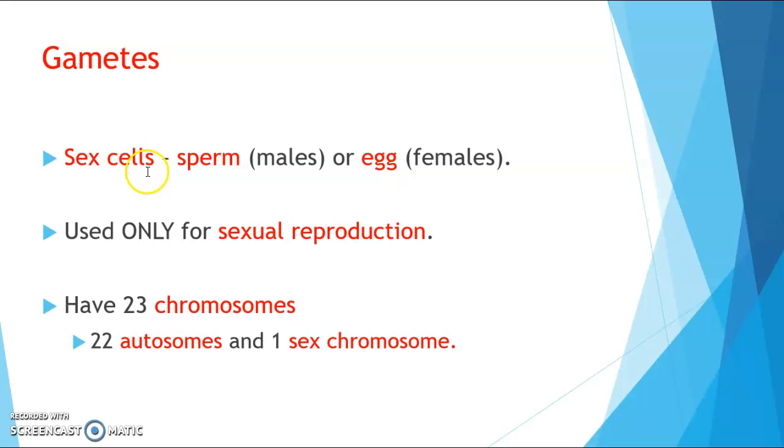Gametes, we talked about the sex cells, they're either called sperm or egg, only used for sexual reproduction. These ones only have 23 total chromosomes. There are no pairs of chromosomes. In essence, a cell does not have its homologous partner with them. Recall, homologous chromosomes means you have matching chromosomes and one came from each parent. So out of these 23, 22 are autosomes and one is a sex chromosome.